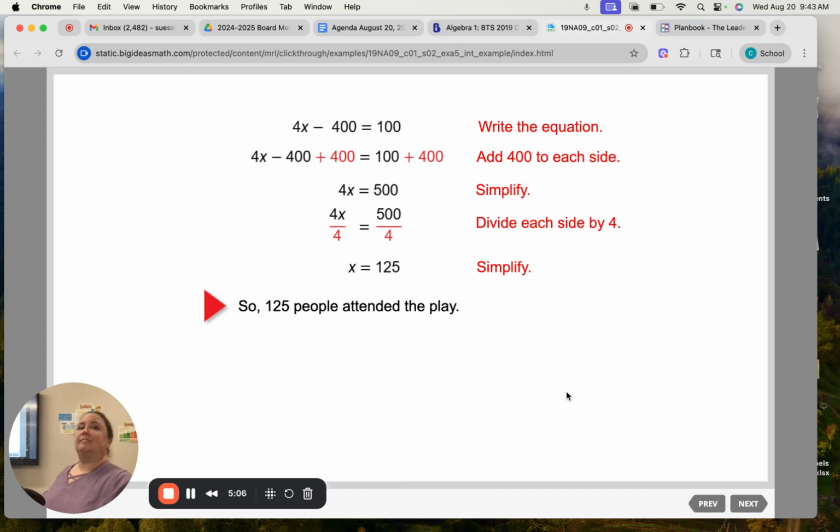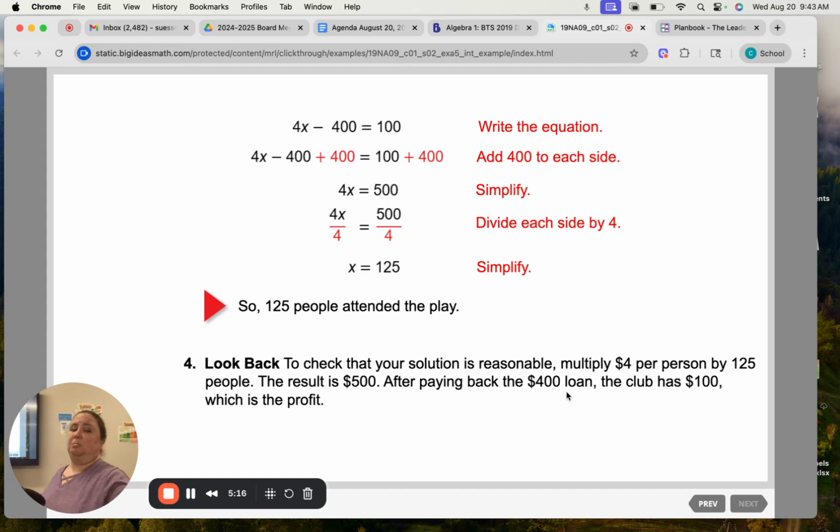Couldn't you just divide 500 by 4? I mean, we did. I need to see you can do the steps, though. Yes, you can do that. You are correct. But I need to see that you can do each of the steps.